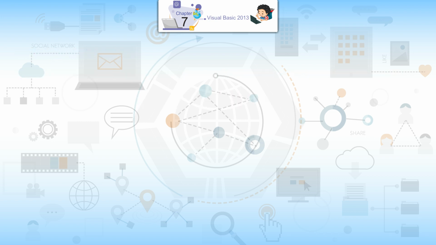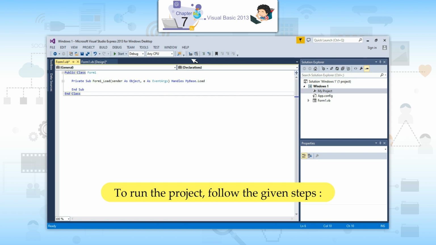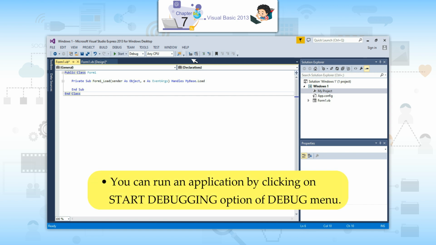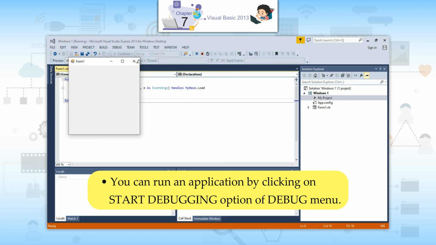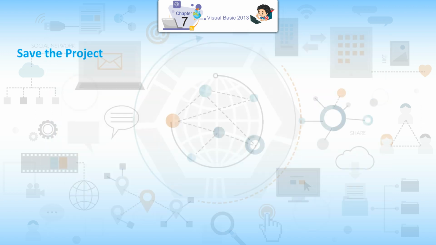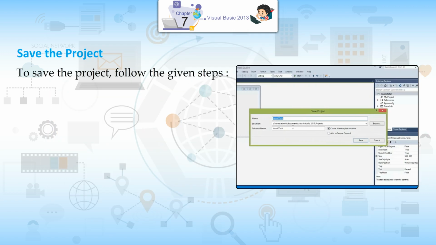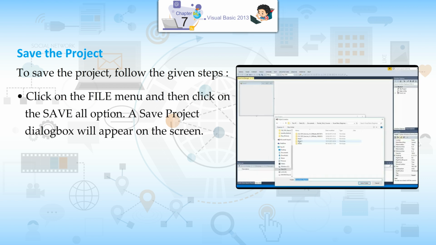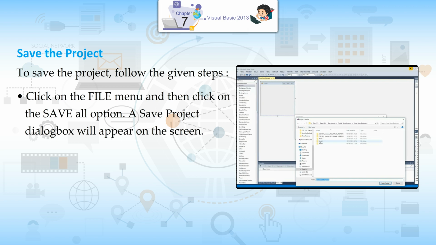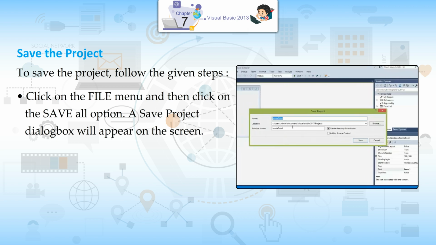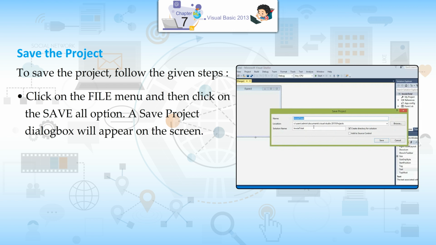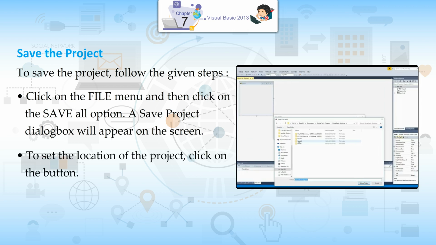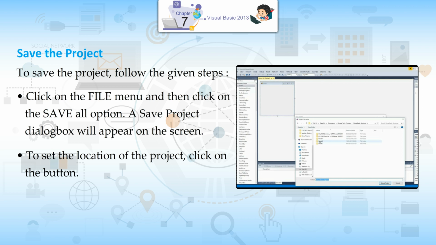Running the project. To run the project, follow the given steps. You can run an application by clicking on Start Debugging option of Debug menu. Save the project. To save the project, follow the given steps. Click on the File menu and then click on the Save All option. A Save Project dialog box will appear on the screen.